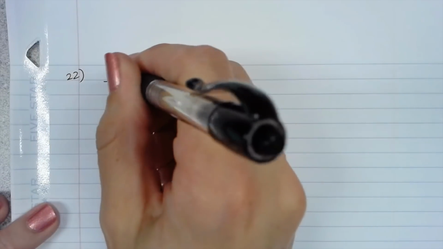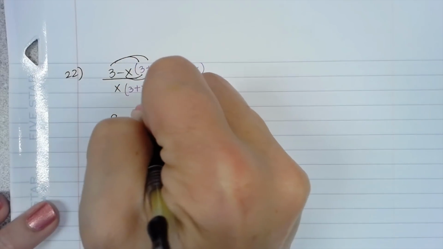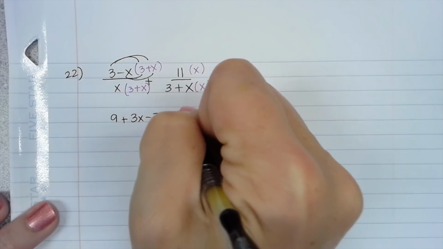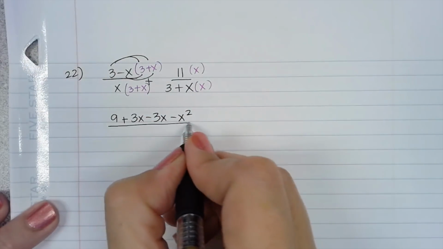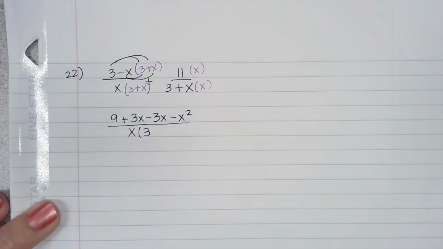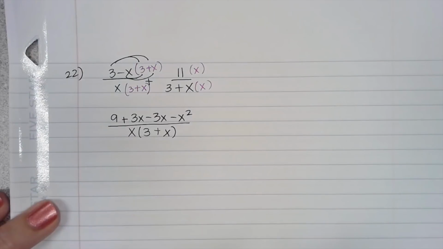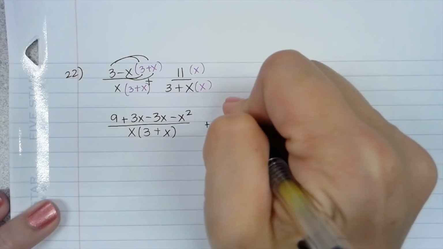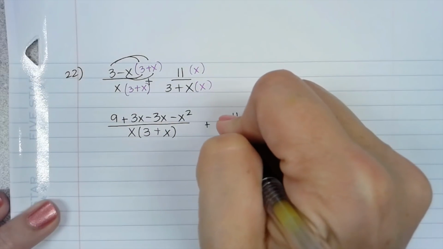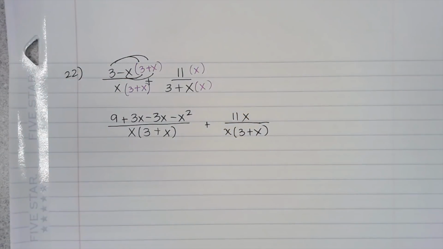So FOIL, so that top is going to give me 9 plus 3x minus x squared. And then my bottom is x. And when the bottom gets written, you're not going to multiply or distribute out the bottom. You're usually just going to leave it the way it's set up. Plus 11x over x times 3 plus x. So the bottoms match, which is good. And when the bottoms match, it means you can add everything together.